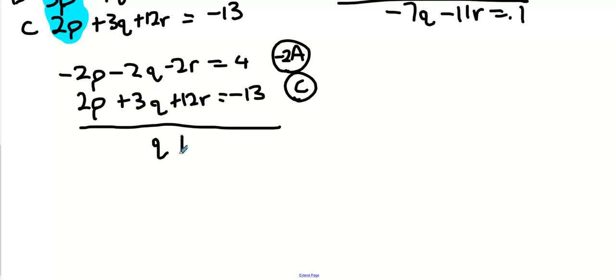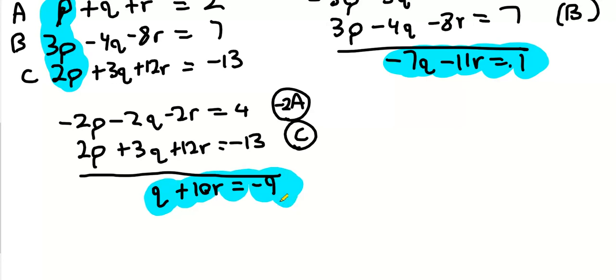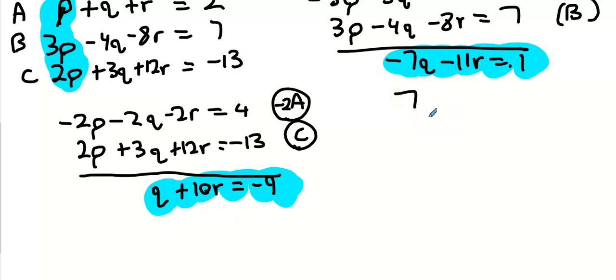That's Q. That's 10R. And that's minus 9. So here are my two equations now. There's one of them, there's the other one. I'm thinking about multiplying the bottom one by 7. Why am I doing that? And what's 7 times minus 9? It's minus 63. That number is not going to be good here.